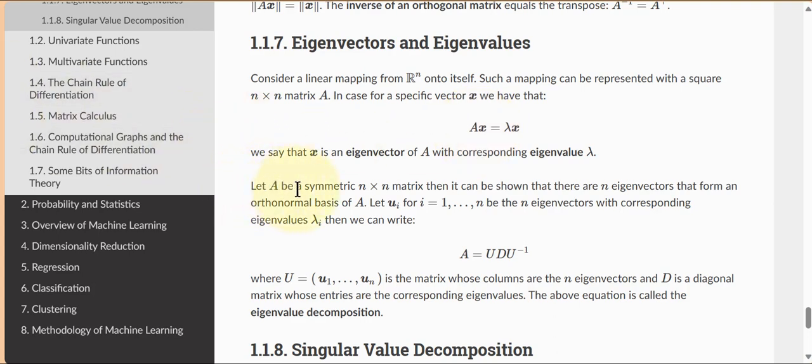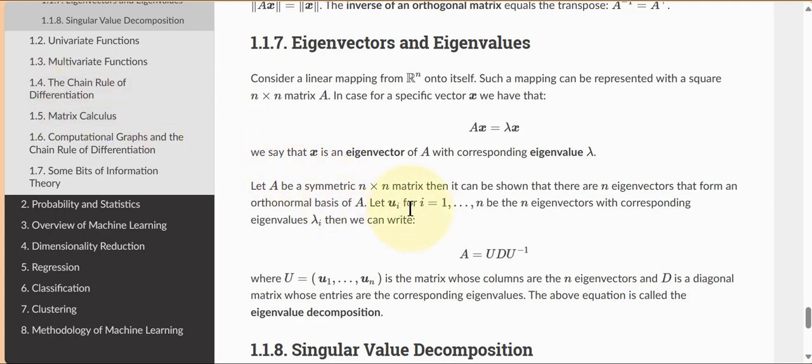So if A is symmetric, it can be shown that there are n eigenvectors and not only that, but they form an orthonormal basis of A. So let's say that again. If A is symmetric, then there are actually n eigenvectors for it. And not only that, but they form an orthonormal basis for A.